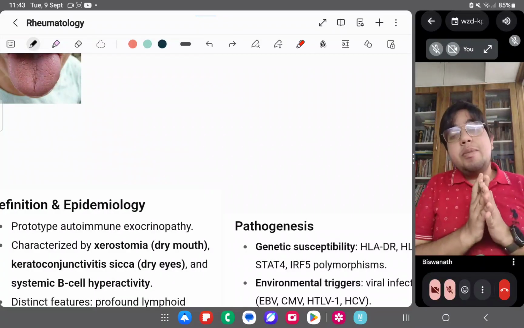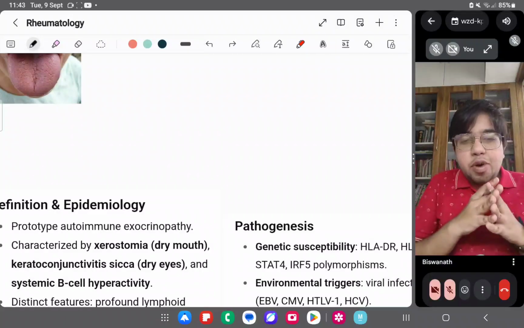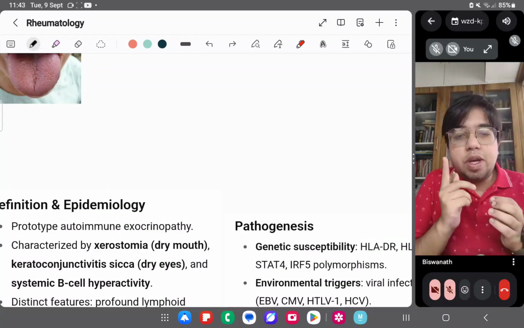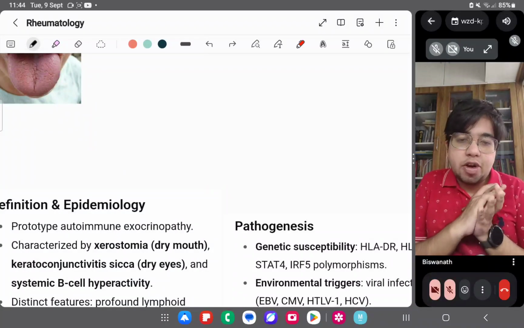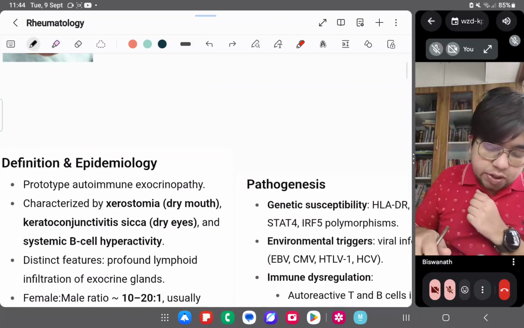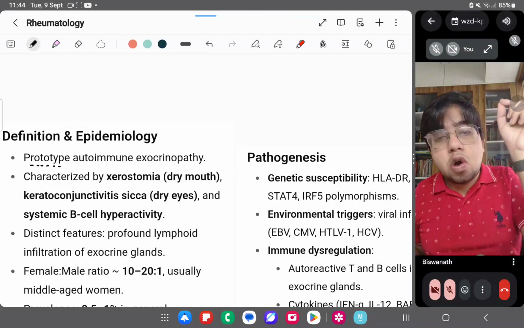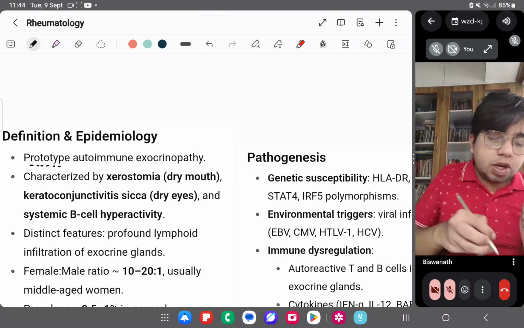Okay, you know about endocrinopathies, right? So Sjogren syndrome is not particularly an endocrinopathy, it is an exocrinopathy. Only one endocrine gland is involved, that is thyroid, right? We'll talk about it. But it is an exocrinopathy. So Harrison writes that it is a prototype. Whenever we study autoimmune exocrinopathy, we'll study Sjogren's, right?